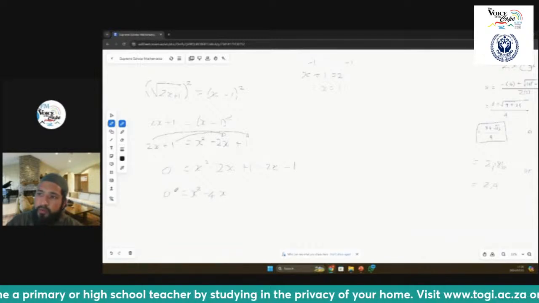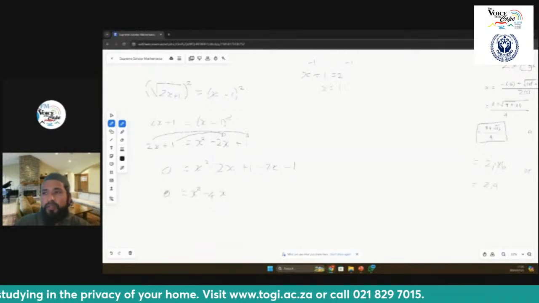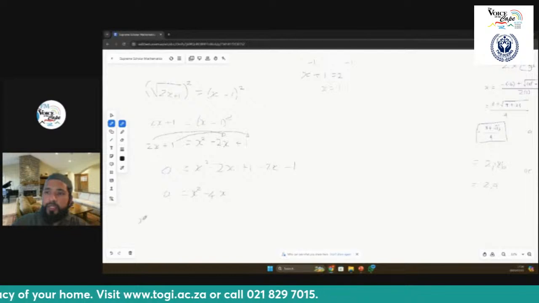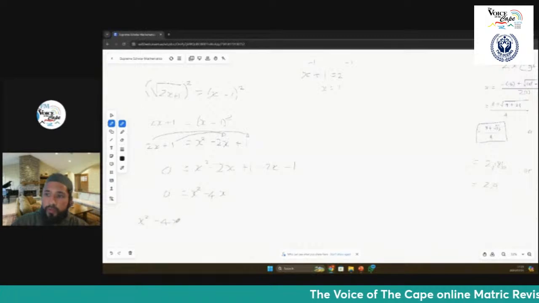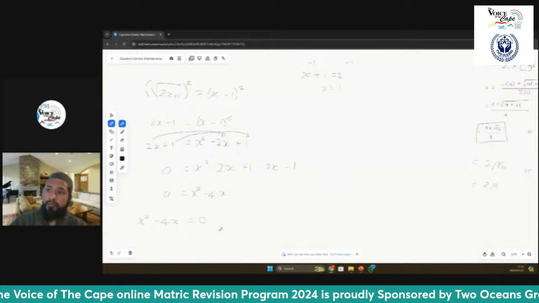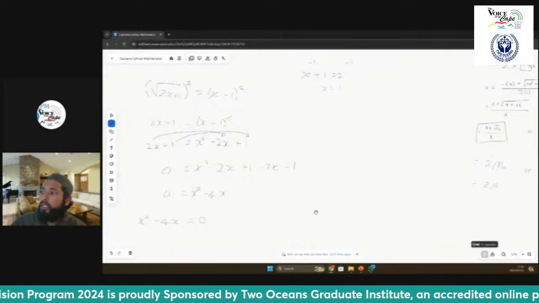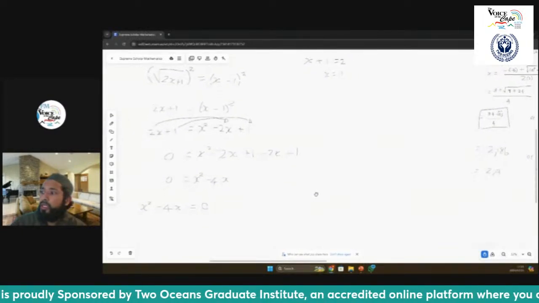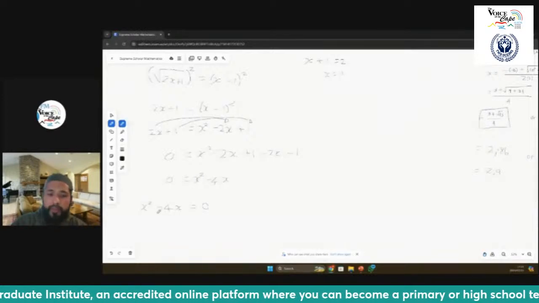So we have 0 is equal to x squared minus 4x. If you don't feel comfortable working with the 0 on the left-hand side, you can swap it around. It doesn't change anything really. So x squared minus 4x is equal to 0. It's exactly the same as saying 0 is equal to x squared minus 4x. Don't get confused. I did not take stuff over here. I simply just rewrote the equation with the expression on the right-hand side.